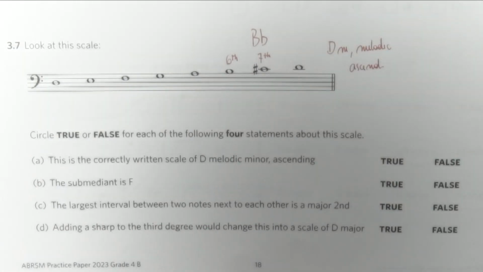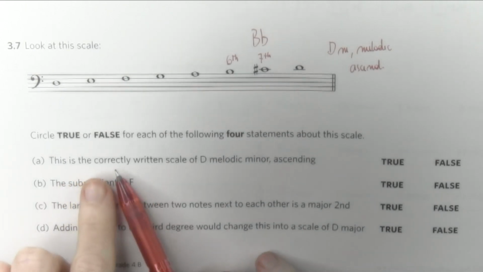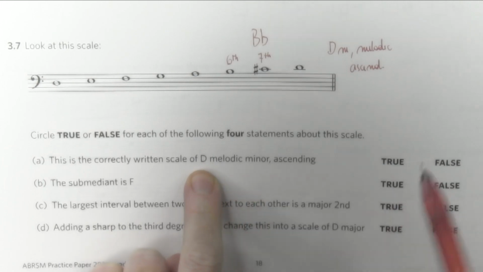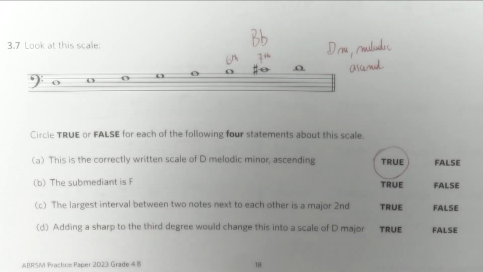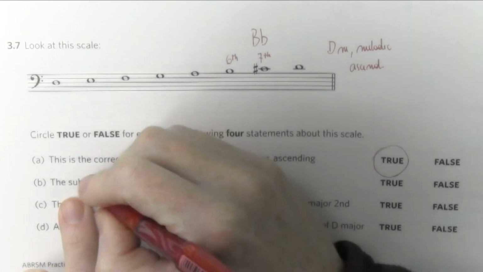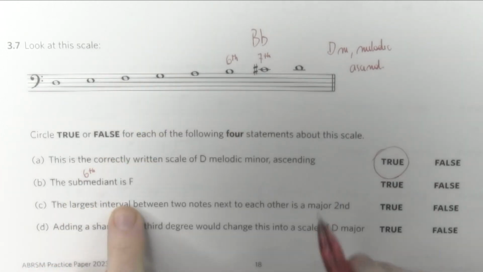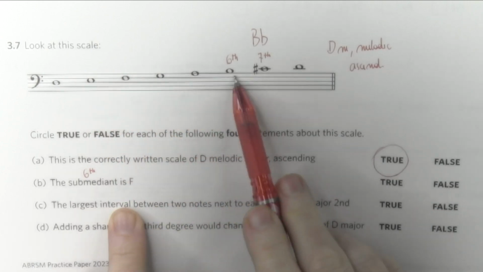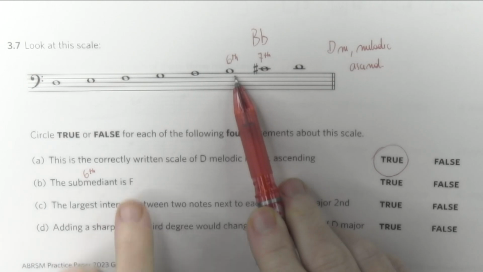Okay, that's it. This is the correctly written scale of melodic minor ascending. Yes, I've just said that. The submediant, so the 6th degree, is Fa. The 6th degree, 1, 2, 3, 4, 5, 6. It's not Fa, it's not F. It's B, so no.